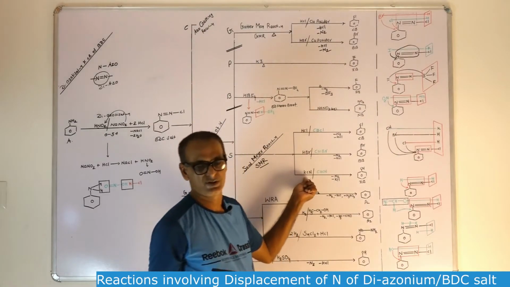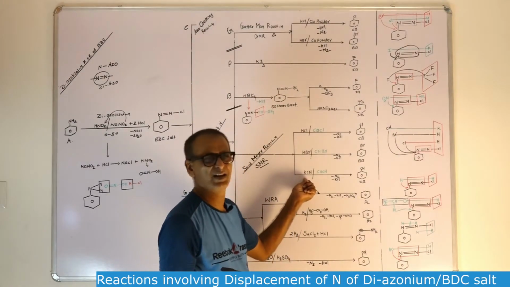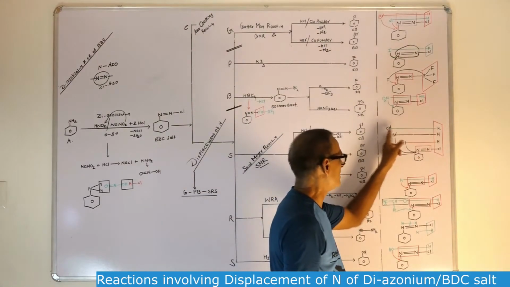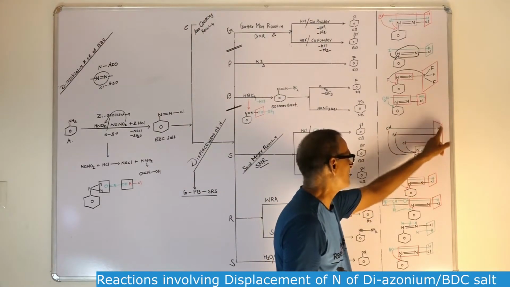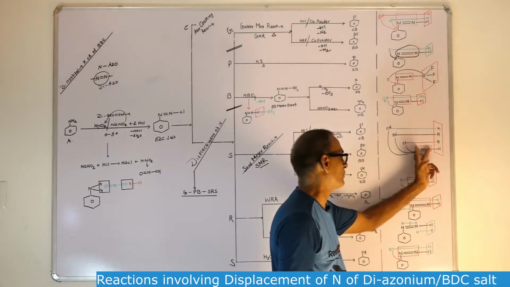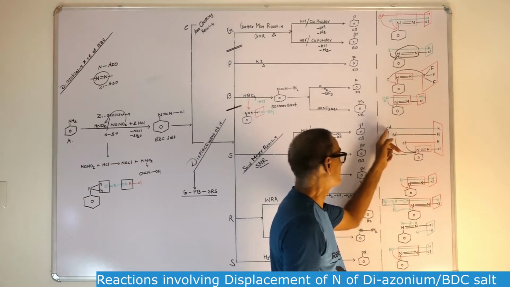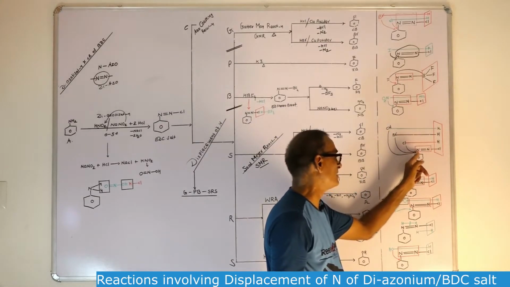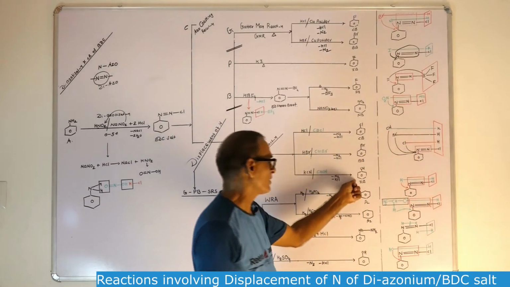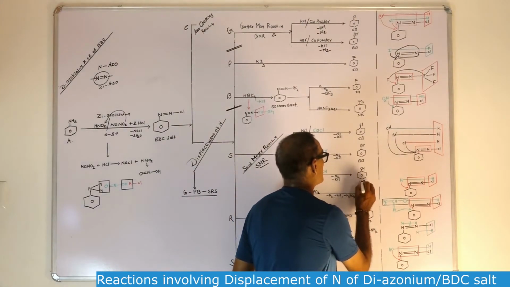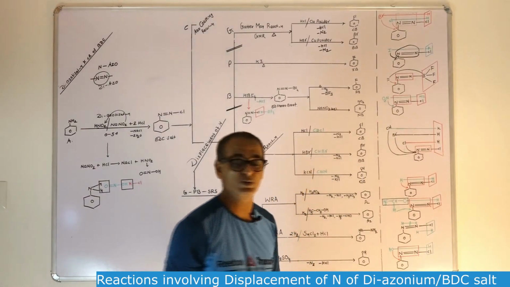Suppose we have used KCN, potassium cyanide, as a reagent. K and Cl: the KCl will be a byproduct. N2 will be removed. Displacement of nitrogen will take place here. And cyanide will directly attach to the benzene. Our main product will be cyanobenzene. Otherwise, it is also known as benzonitrile.